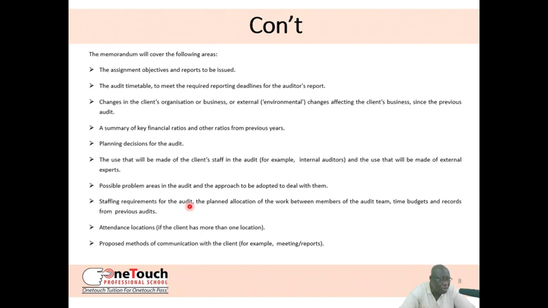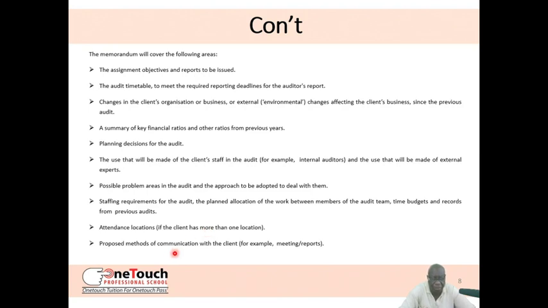Who are to do the audit? And who goes to where? So all these things are taken into the memorandum. They are all captured in the memorandum. Then attendance locations. That is, if the audit is a very broad one, different locations may be there. Who audits the Ghana company? Who audits the Azerbaijan one and the rest? That is attendance locations. All these things should be captured.